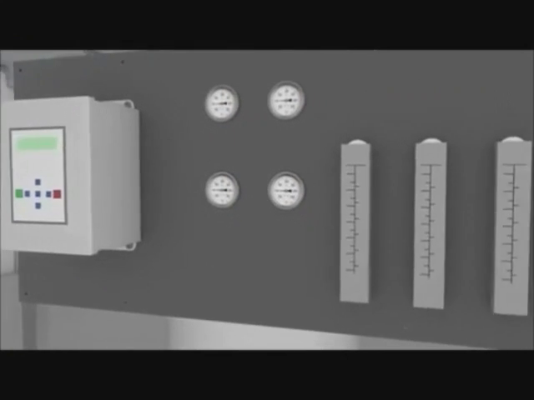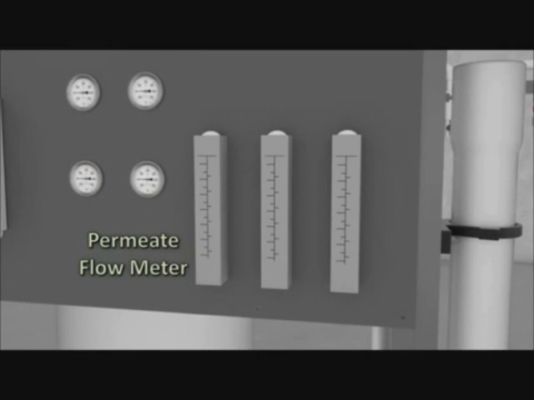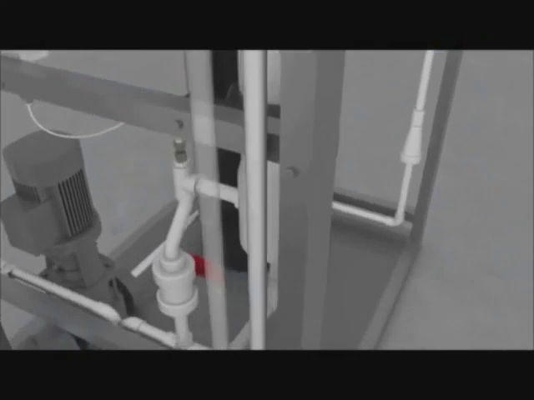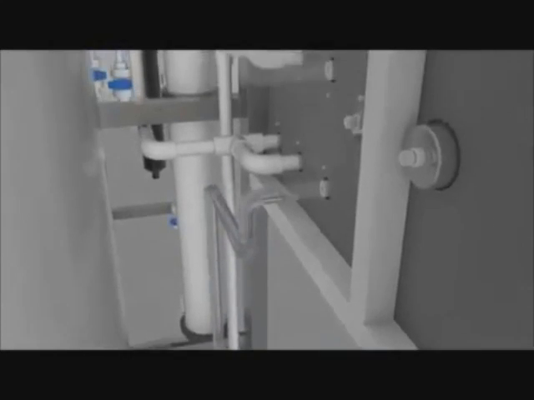There are 3 streams that exit the reverse osmosis process. The permeate water, which is the clean, filtered, or product water, passes through the permeate flow meter and is sent to the product water storage tank.